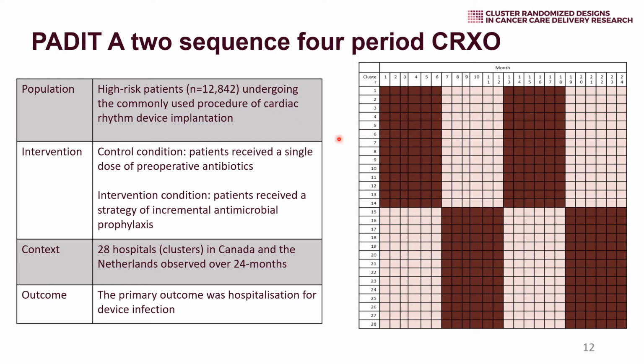So the first 14 clusters were allocated to the first sequence, and under the first sequence, clusters were observed for 6 months under the intervention condition. Then for the next 6 months, they switched over to the control condition, then back to the intervention condition, and then finally, for the last 6 months, they were observed under the control condition. Clusters allocated to the second sequence were first observed for 6 months under the control condition, then switched to the intervention, then back to the control, and for the last 6 months, they were observed under the intervention condition.